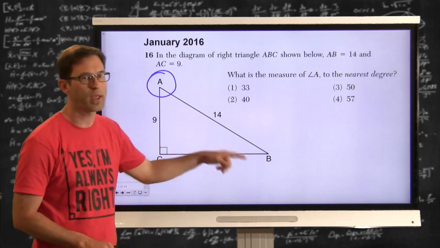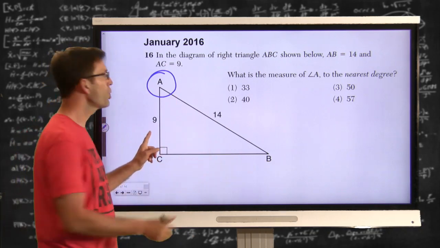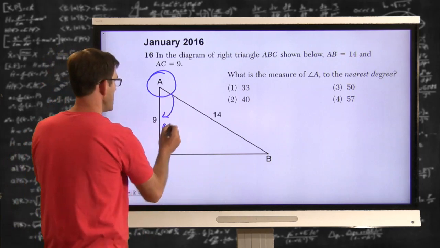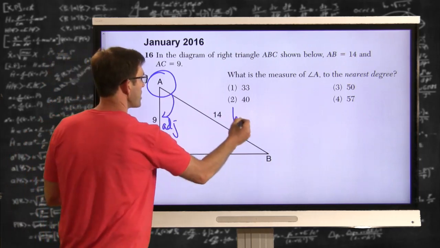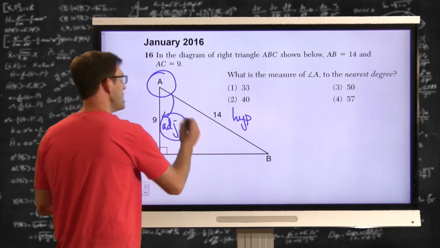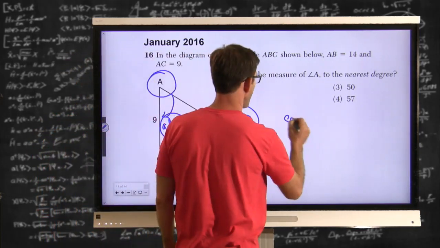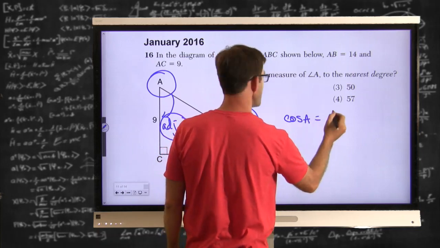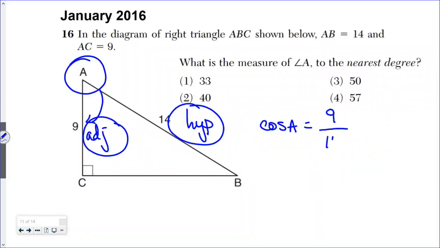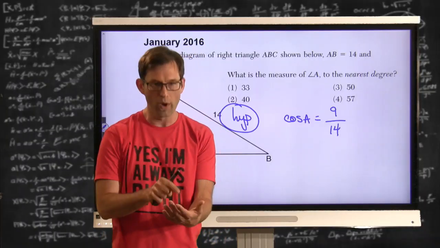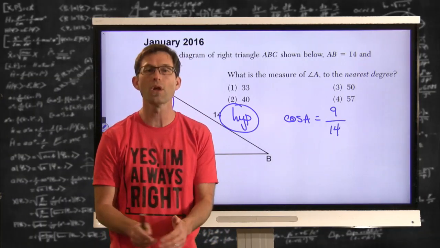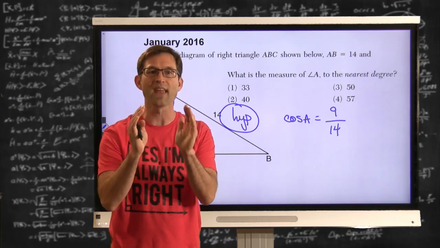So I look at angle A, I don't care about B or C, and I notice that I have the side that's adjacent to the angle, and of course I've got the hypotenuse. Adjacent and hypotenuse is cosine. So the cosine of angle A is the side adjacent, which is 9, divided by the hypotenuse, 14. Now the last thing I'd want to do right now is take my calculator and find the cosine of 9/14. No, the thing inside of the cosine is an angle.